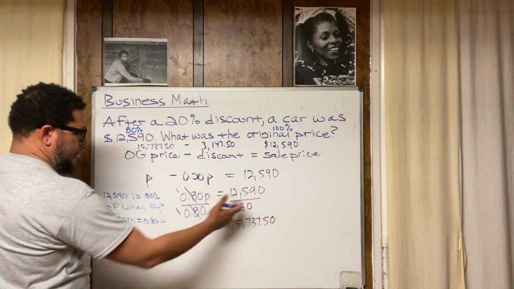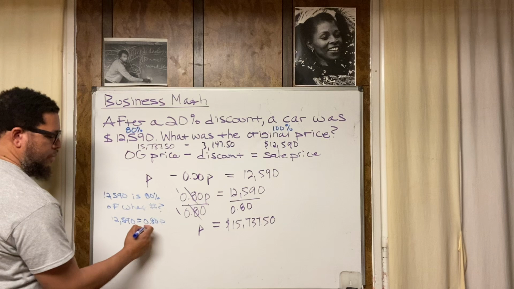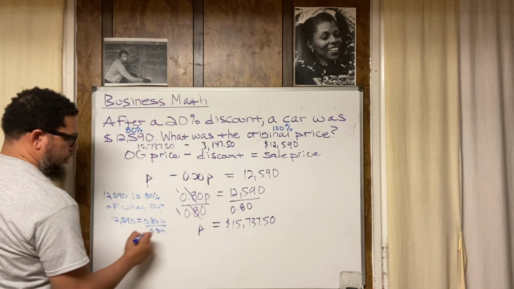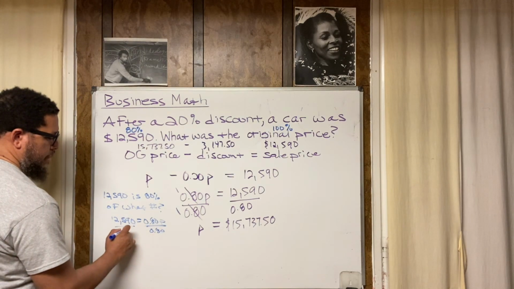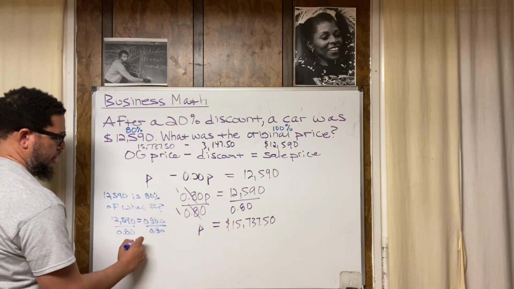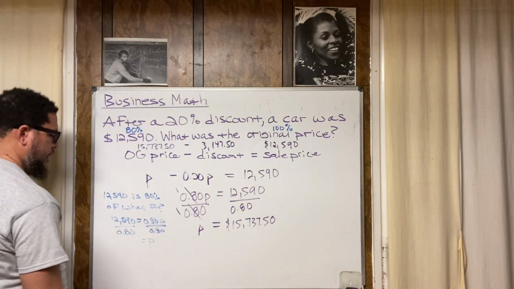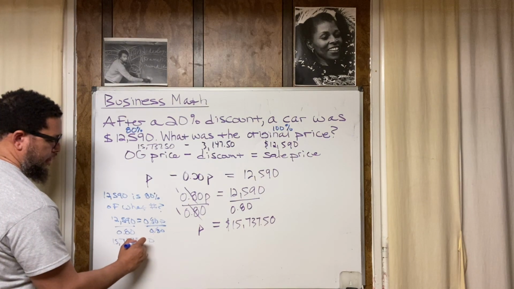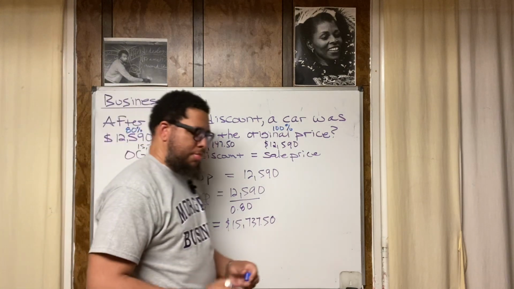We're going to end up with the same thing, because we've got to get rid of the 0.80. 0.80 divided by 0.80. This marker is about to be dead. So we're still going to end up with the same answer. But I want you to think about that, when you see a problem like this, right?